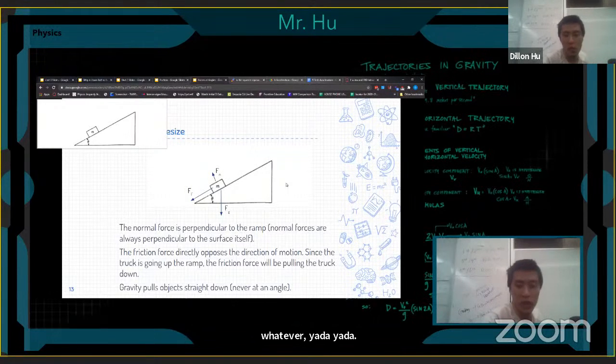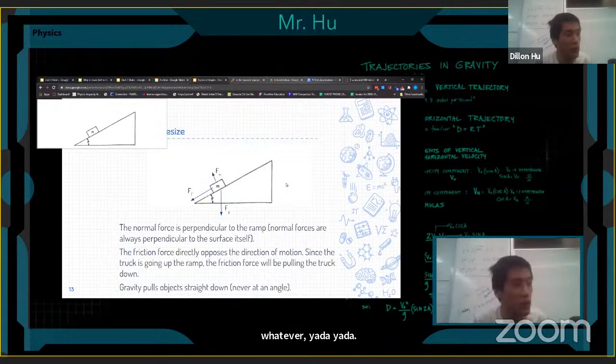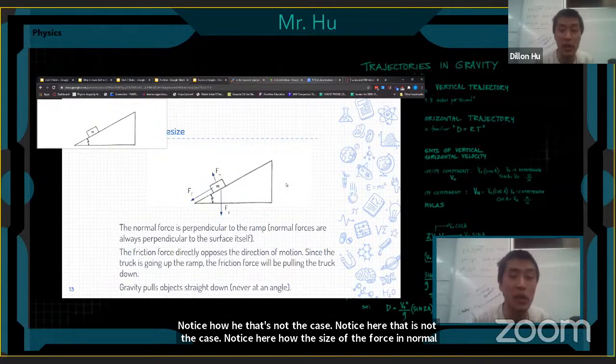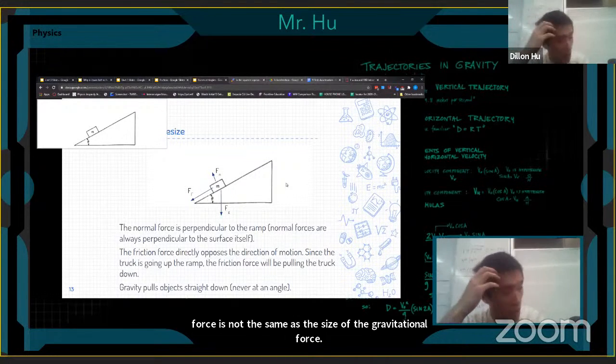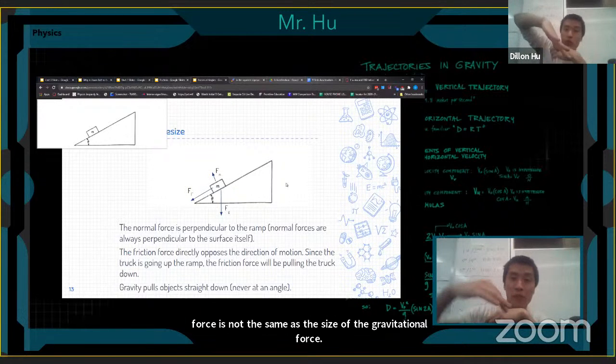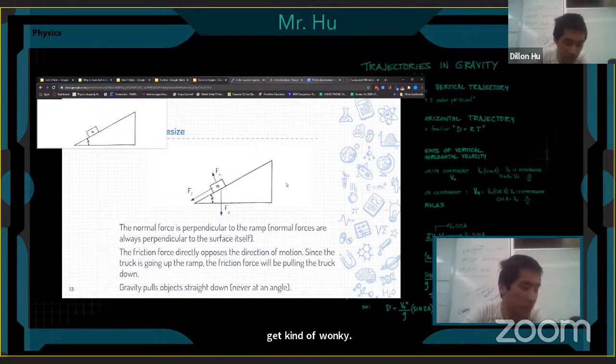There are a few things that I want you to take away here. The normal force is always perpendicular to the surface, not perfectly straight up. If you have a surface that is vertical, the normal force is going to be coming straight out. In this case, we have a ramp, so the normal force is perpendicular to the ramp. It's coming at an angle.